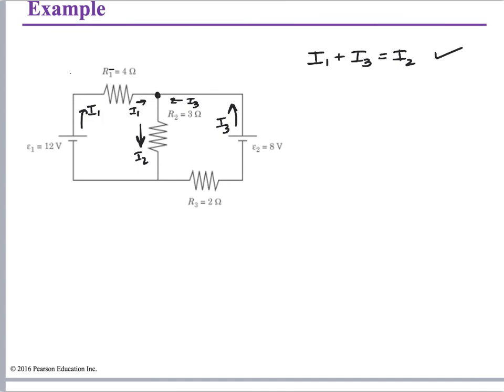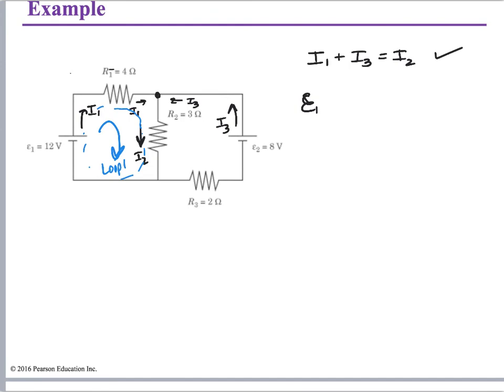Now I have to choose 2 different loops. I'm going to choose one loop here, and the idea is I'm going to start at the battery. I'm going to go all the way around until I get back to the battery. And as I go, I'm going to figure out if I have potential gains or potential losses, and I'll write them as I should. So when I start with my loop, I'm going to start with my battery. That's E1. And I'm going from negative to positive, so that's a positive potential.